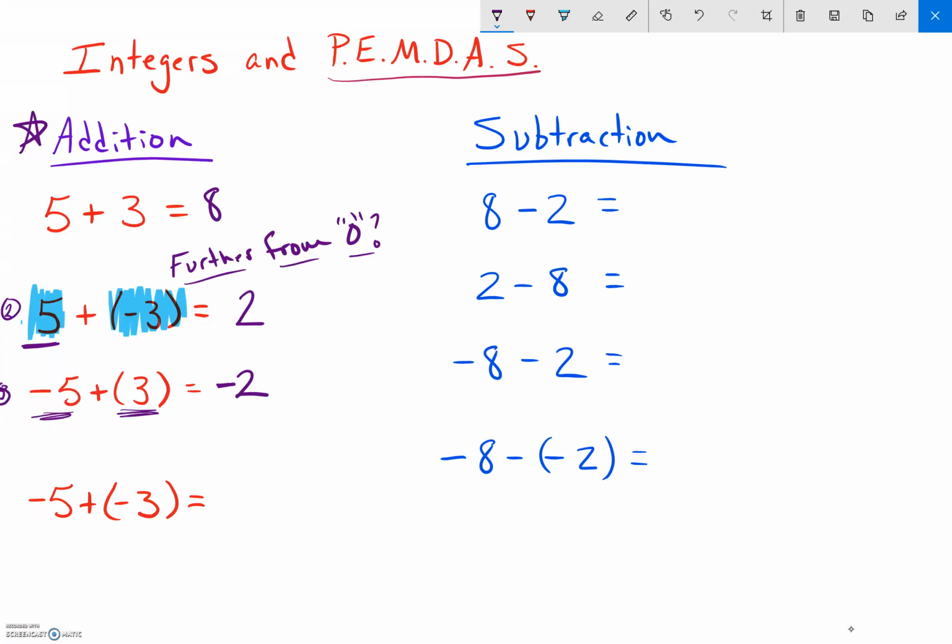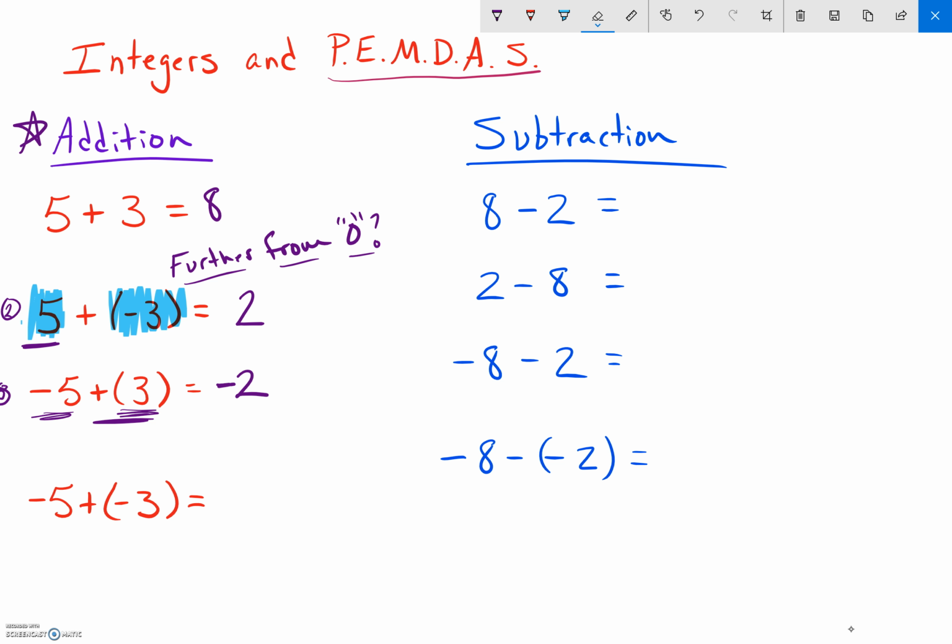Negative 2. If that doesn't make sense, if I draw a quick number line for you, and I say that this is negative 5, well, if you're going to add 3, that means you move this direction to the right 1, 2, 3 spaces, and that would have you at negative 4, negative 3, negative 2. So you can use a number line to justify as well.